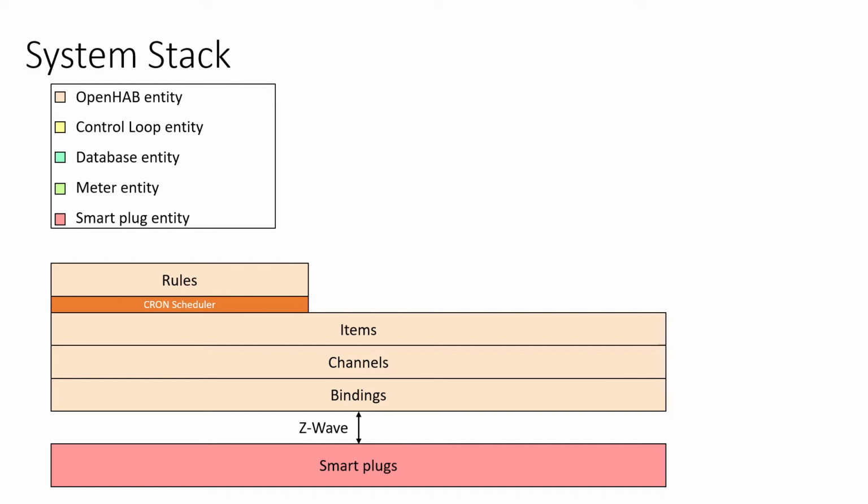The rule system uses the cron scheduler to execute jobs. The fastest this scheduler can execute jobs repeatedly is every second. This will not provide the control loop time of 250 milliseconds desired.